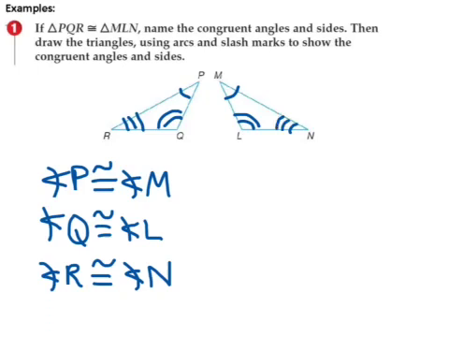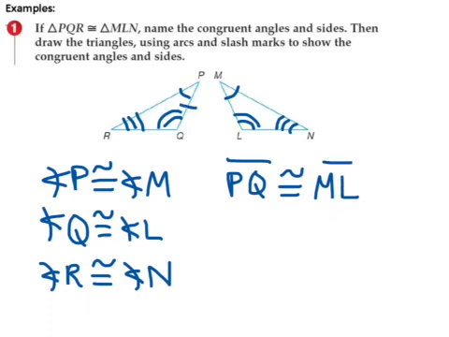Now, let's name the congruent sides. PQ is our first segment within the first triangle, and ML is the first segment within the second triangle. Therefore, these two sides are congruent, and we can list that using slashes. Therefore, PQ and ML are congruent.